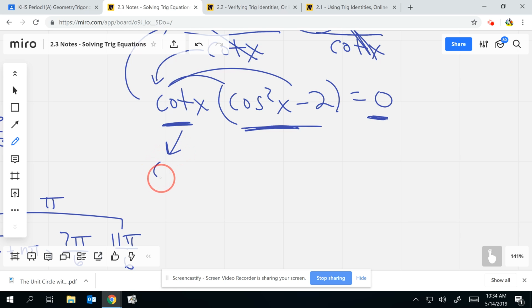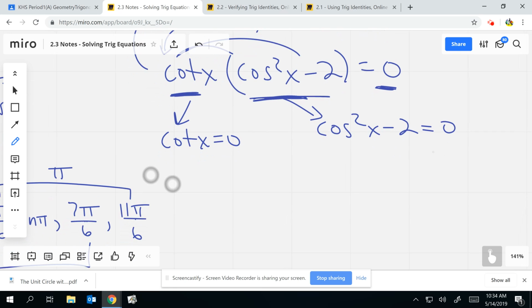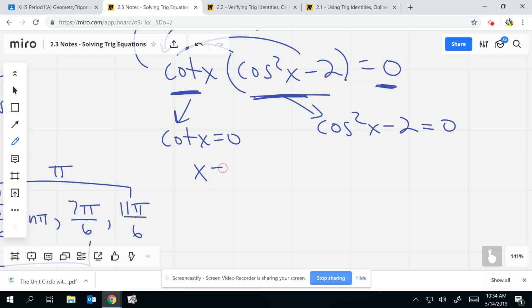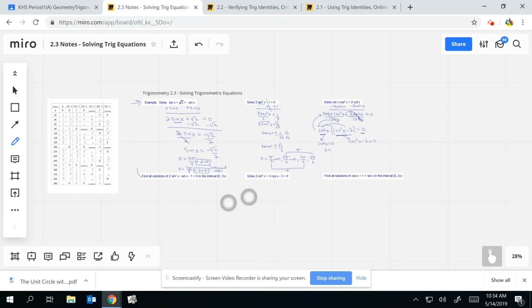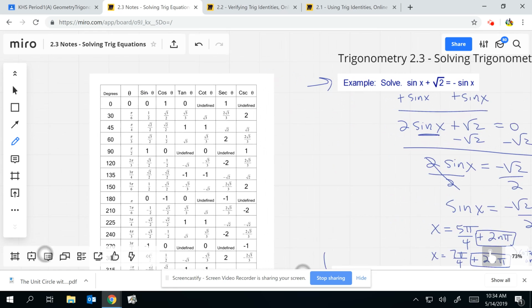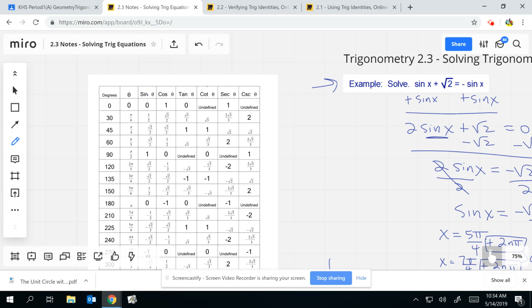This one might have been 0, or this one might have been 0. One of them has to be 0. So you got to solve both of those equations to get all possible solutions that would give you that 0. What would x be to make the cotangent a 0? So look at your chart. We got to go down the cotangent column and see where cotangent would be a 0. So if I'm looking at my cotangent column, 0 is right there.